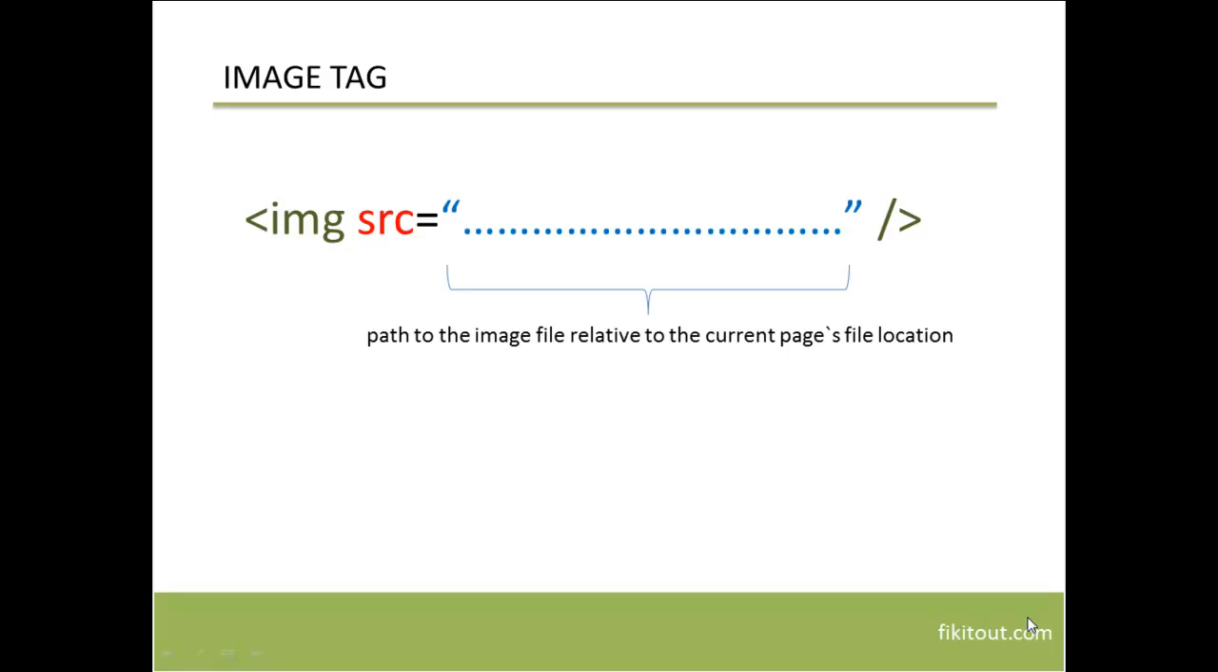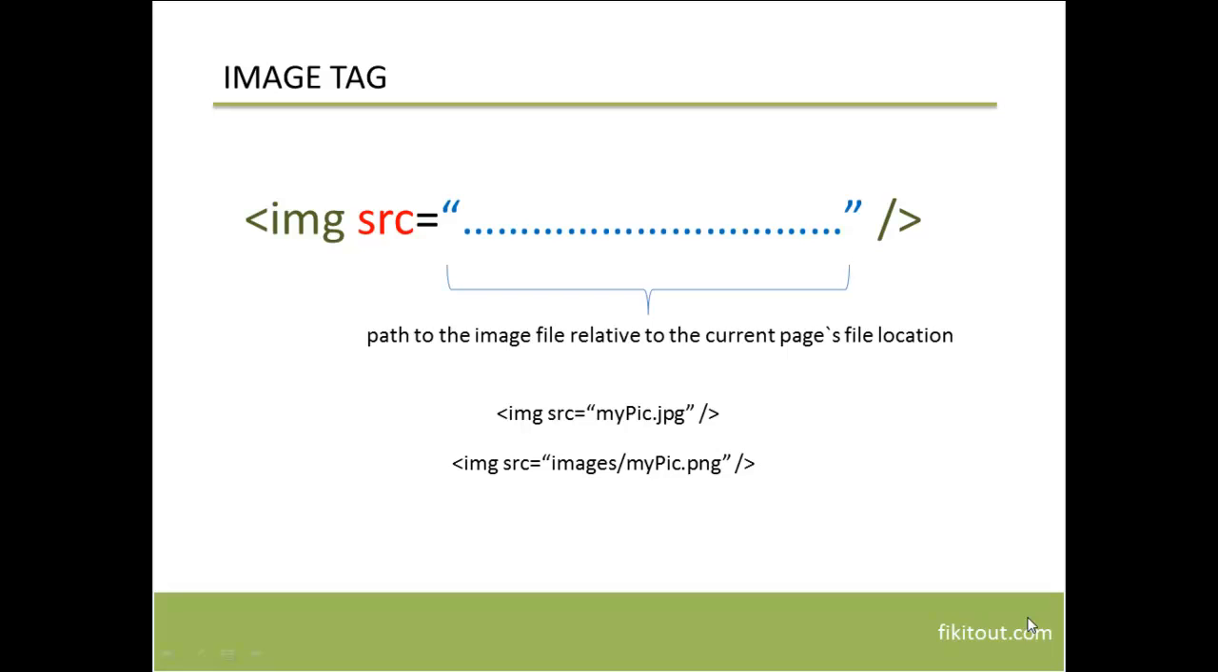The source attribute of an image is the most important attribute, and it takes as its value the path to the image you want to have displayed on your page, relative to the location of the page you are currently working on. In this first example, the page is linking to an image in the same location as the page.